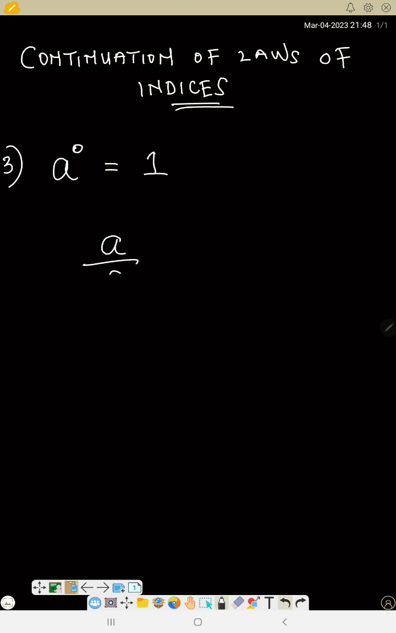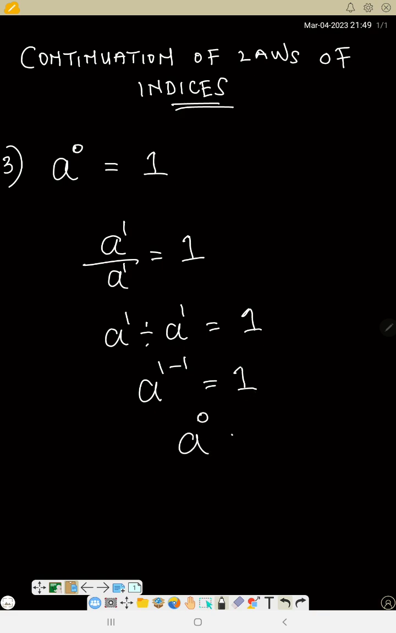So now look at it. a divided by a is 1. That a is power 1. a raised to power 1 divided by a raised to power 1 equals 1. So a raised to power 1 minus 1 is a raised to power 0, which is 1. So it means any number raised to power 0 is 1.